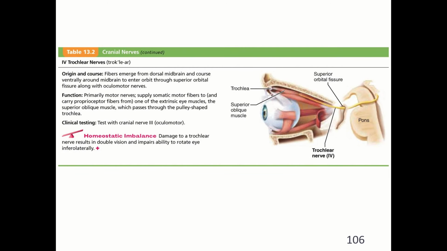Cranial nerve number 4 is the trochlear nerve, and its function is motor, and it helps to move the eye inferolaterally, so looking over your shoulder. This is the trochlea that is connected to the superior oblique muscle, which is served by the trochlear nerve, cranial nerve 4.